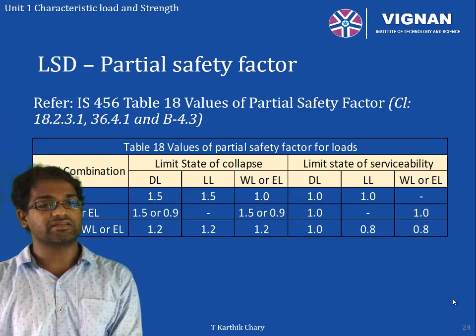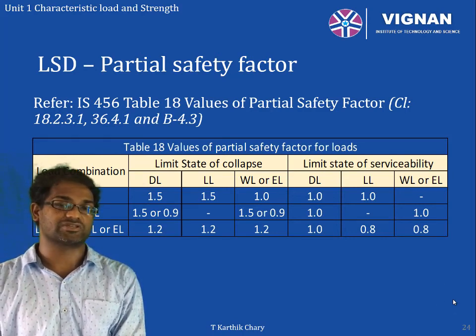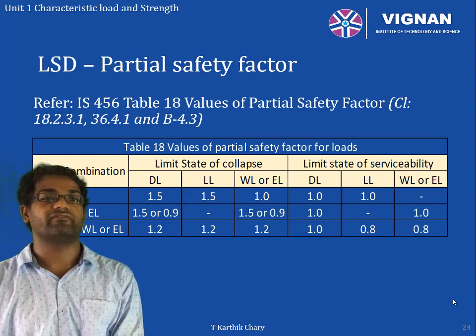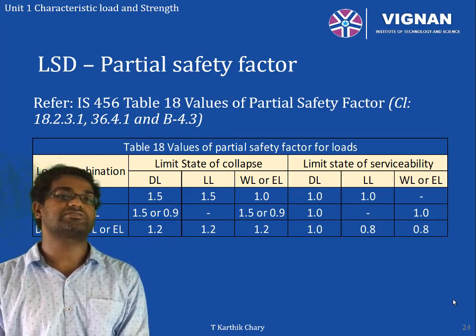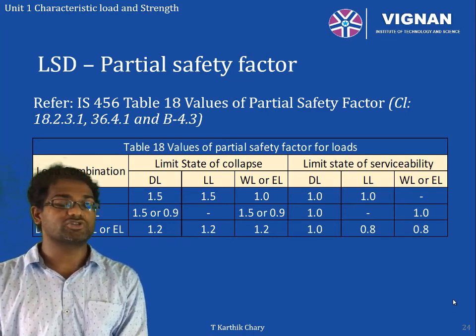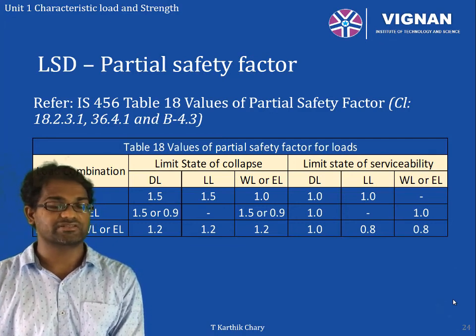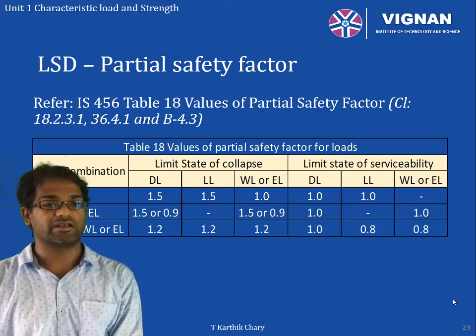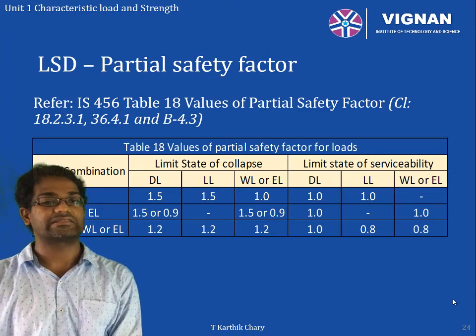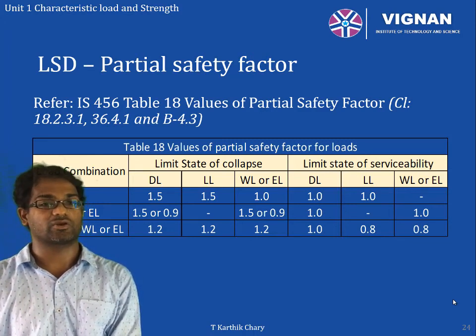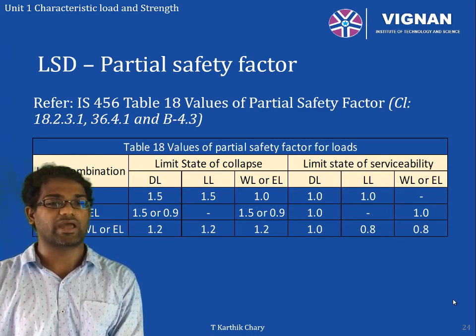So when you are considering dead load and live load as a load combination for your design of the structure, and when you are designing for the limit state of collapse, dead load should be multiplied by a partial safety factor of 1.5, live load should be multiplied by 1.5, whereas wind load and earthquake load should be multiplied by 1. These values are stipulated in Table 18, clause 18.2.